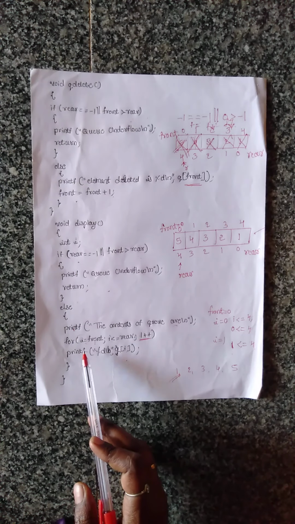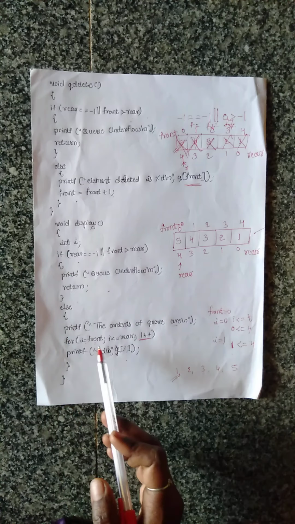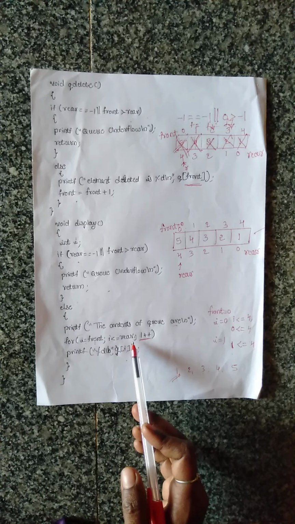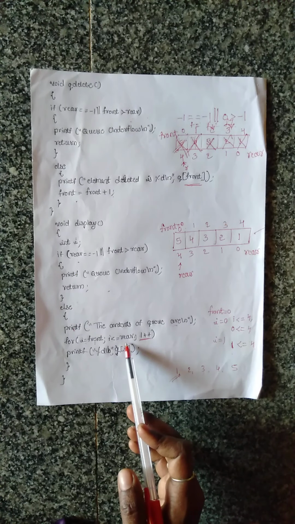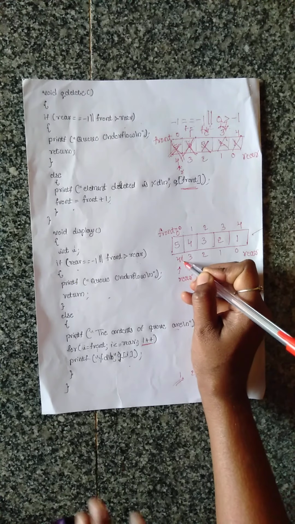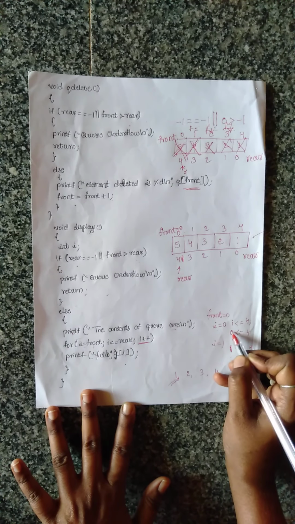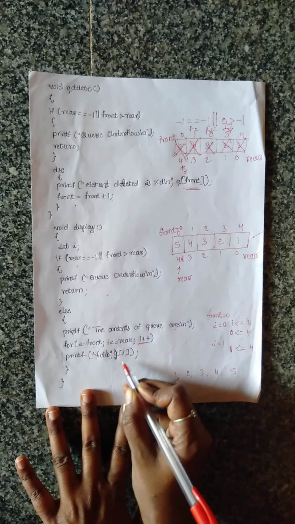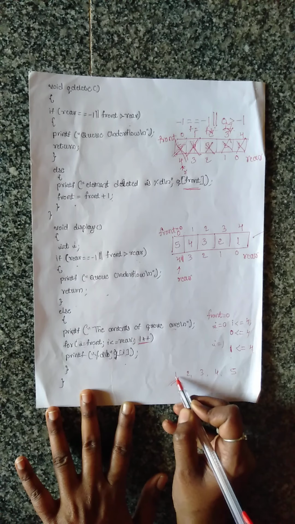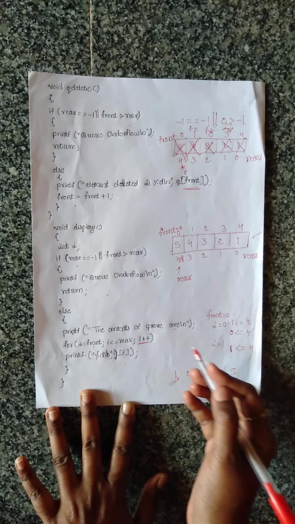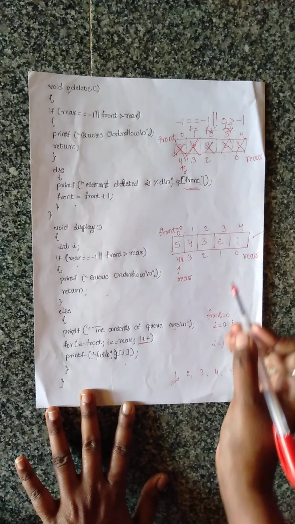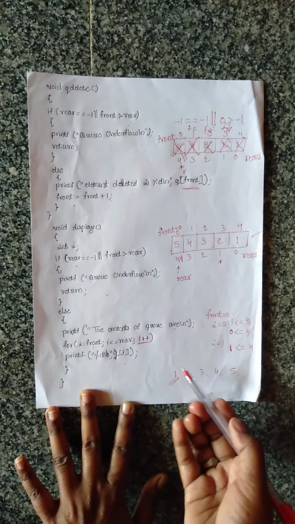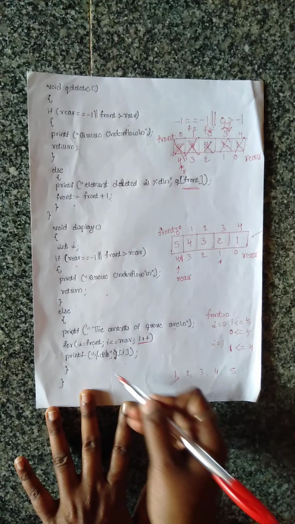Here I am taking i as a local variable that is initialized to front. What is the value of front? 0. 0 is less than 5. What is the value of rear here? 4, the index is 4. See, 0 is less than or equal to 4. Yes, the condition is true. In that case, the first element gets displayed, that is 1. Again i is incremented by 1, so i is pointing here. In that case, the second element gets displayed. Keep on doing like this.